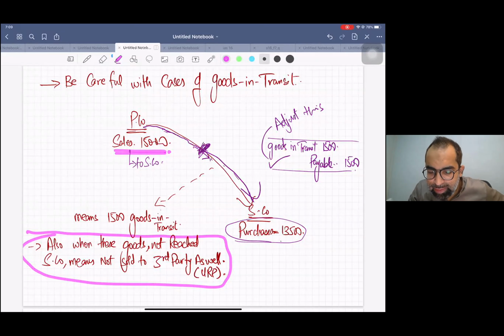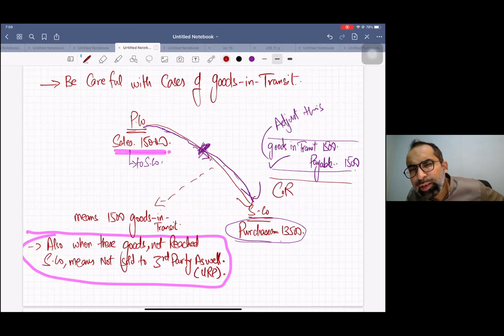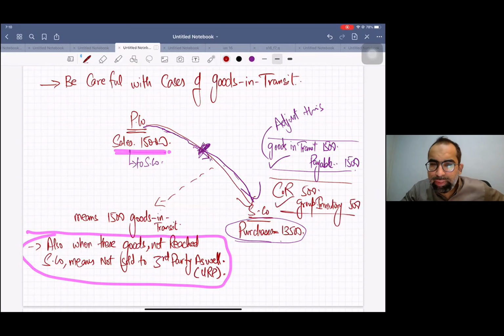And as this is a P2S sale, you know the rules of URP for P2S sale. Let me make the entry here. Let us say URP is 500. Assuming URP is 500, we'll make the entry: CR debit and group inventory credit. That's how we work with goods in transit.